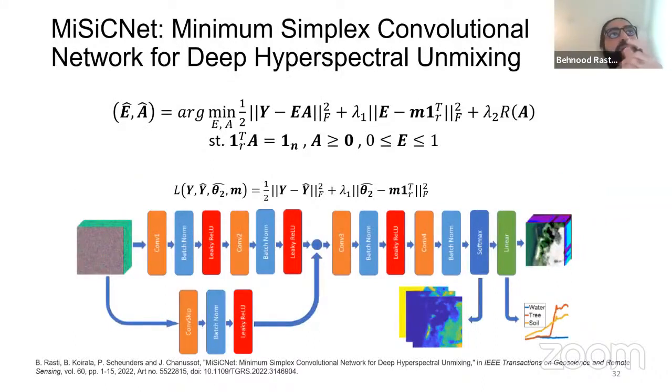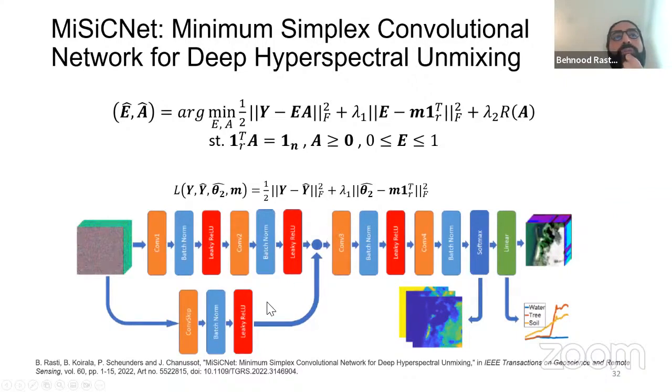And then we also propose a network called MiniNet, a simplex convolutional network for deep hyperspectral unmixing. In the loss function, we suggest using a minimum simplex term, or minimum volume term, for the simplex. We then show that this problem can be solved by this type of network using this cost function with theta. Basically, the first term is the reconstruction, and theta is the weights of the linear layer, which is basically our encoder.